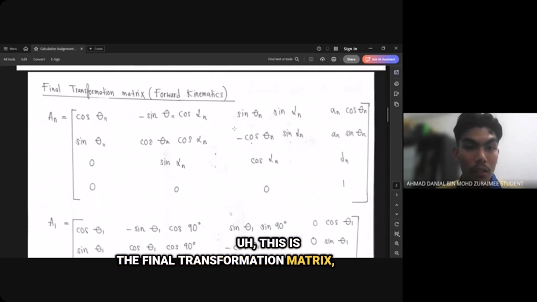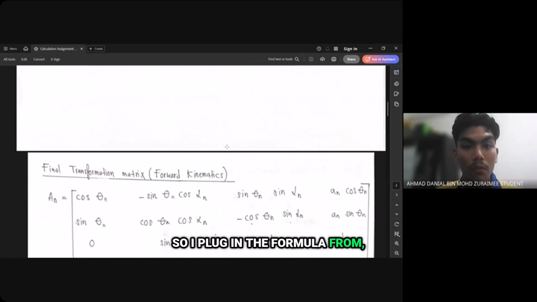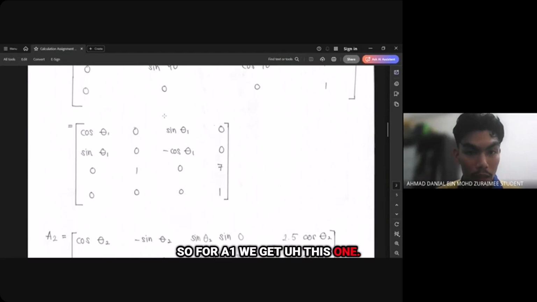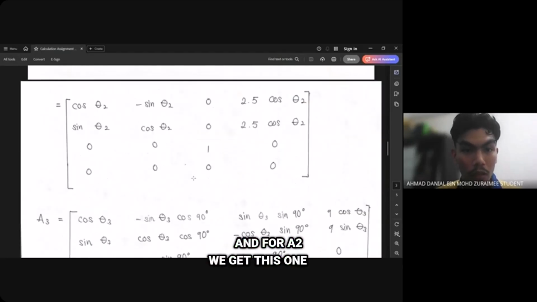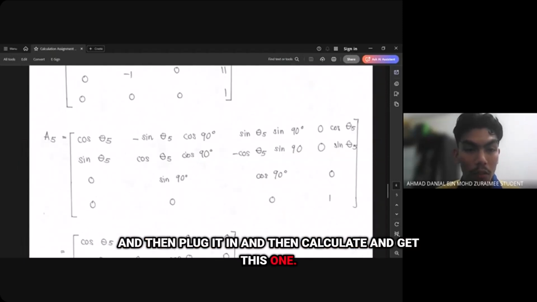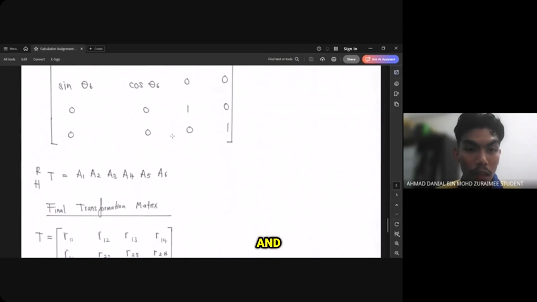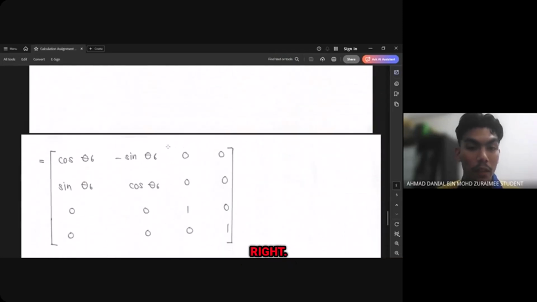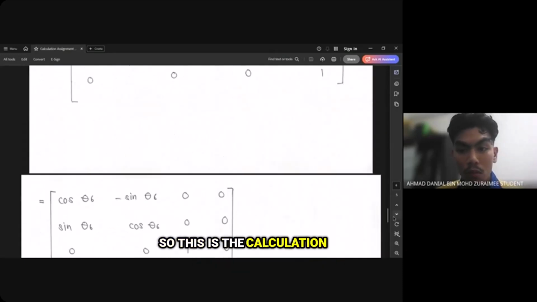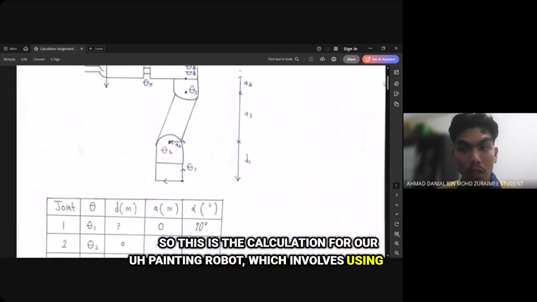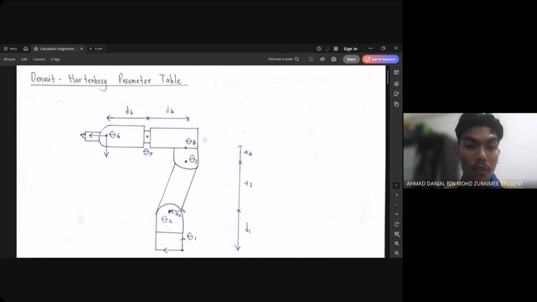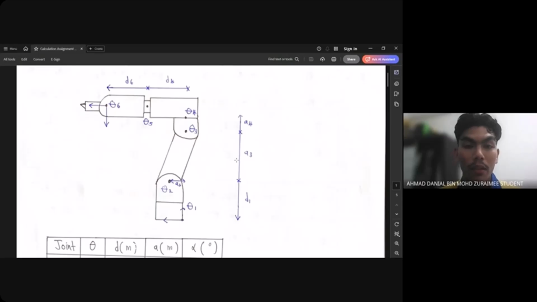Next, this is how I calculate the final transformation matrix using the formula. I plug the values from the table into the formula, and this is what we get. For A1, we get this one, and for A2, we get this one. A3, we also get this one. For A4, I take the formula, plug it in, calculate, and get this. Same with A5 and A6, so in total there are 6 joints altogether. The final transformation matrix we get is A1, A2, A3, A4, A5, and A6. This is the calculation for our painting robot, which uses the design we selected, the articulated robotic arm. Thank you very much. This is all from my part.